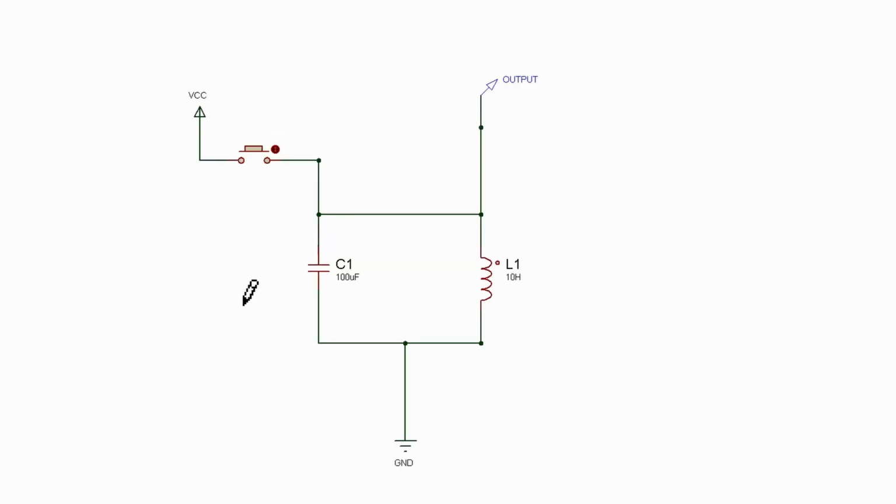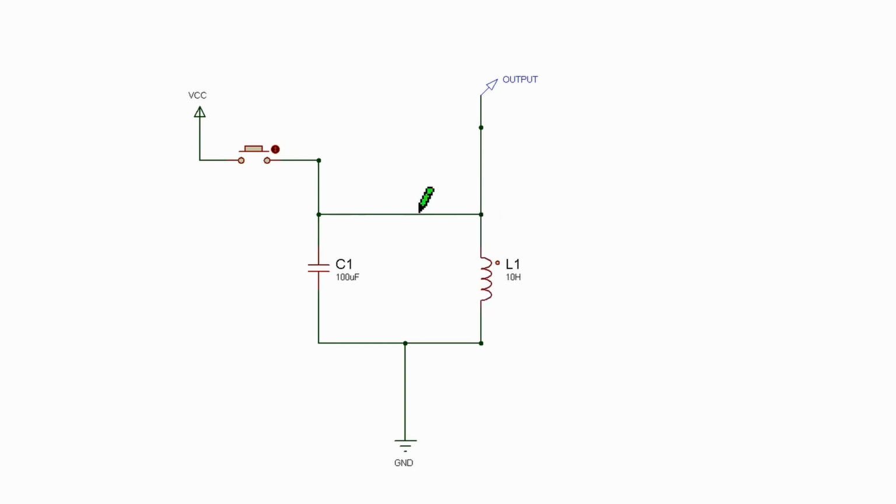Maybe you're thinking, what's the most basic form of oscillator? Well, let's have a look. Here in Proteus, I've made a simple oscillator circuit. We can see it consists of an inductor, one capacitor, a connection to ground, and I have a switch here to supply VCC. When I click the switch, VCC or voltage flows down into the inductor, and it also charges the capacitor. The inductor creates a magnetic field.